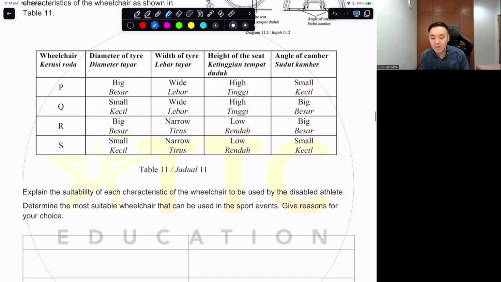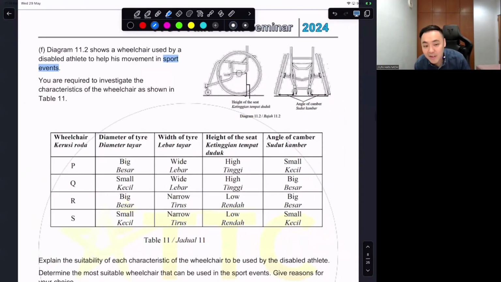Okay. Now let me give you some time. You go through this PQRS, and then you tell me which one is the most suitable wheelchair for the sports event. Let's just say you want this for Paralympic, to join like basketball Paralympic, or maybe whatever. Okay, come choose one.